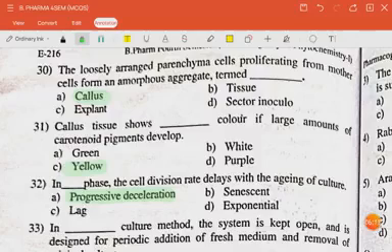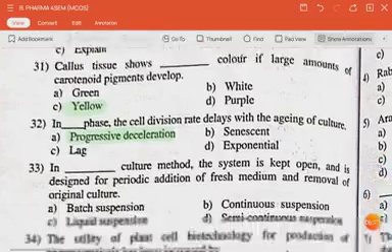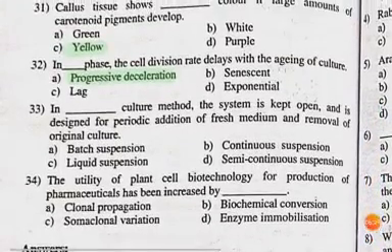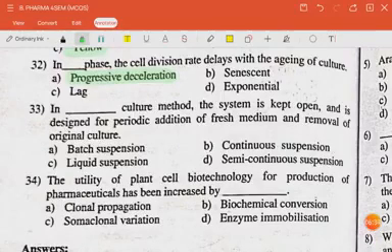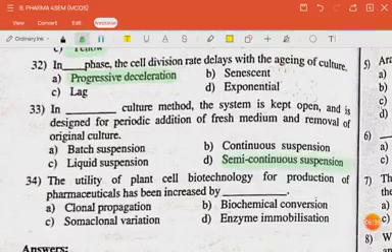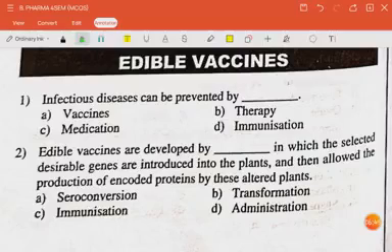The next question is, in Dash phase cell division rate delays with the aging of culture. Progressive deceleration. The next question is, in Dash culture method system is kept open and is designed for periodic addition of fresh medium and removal of original culture. Semi-continuous suspension. The next question is, the utility of plant cell biotechnology for production of pharmaceuticals has been increased by enzyme immobilization. Next question is, infectious disease can be prevented by vaccines.